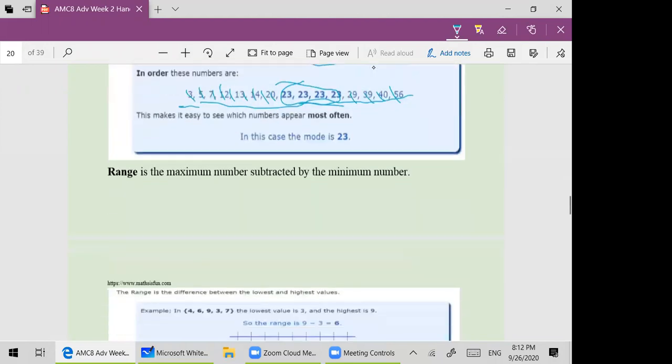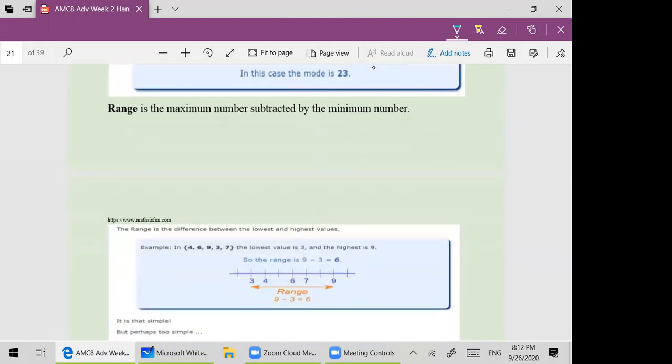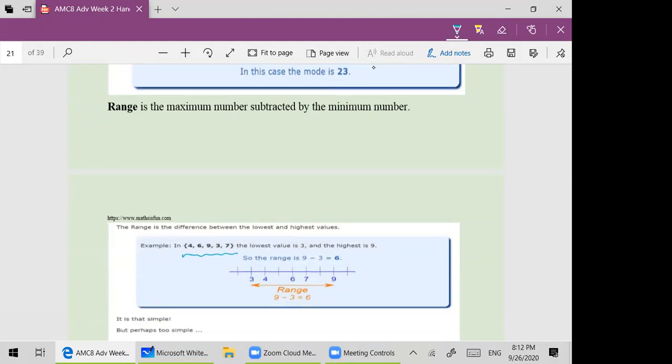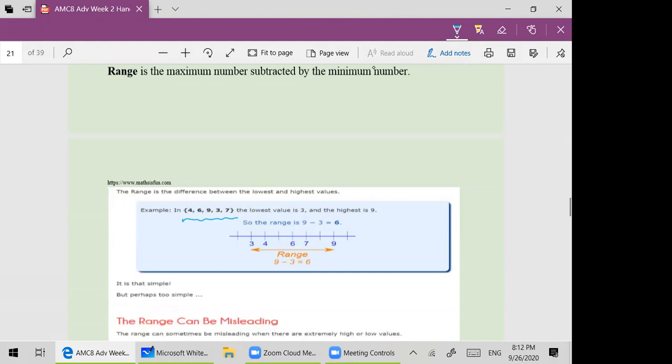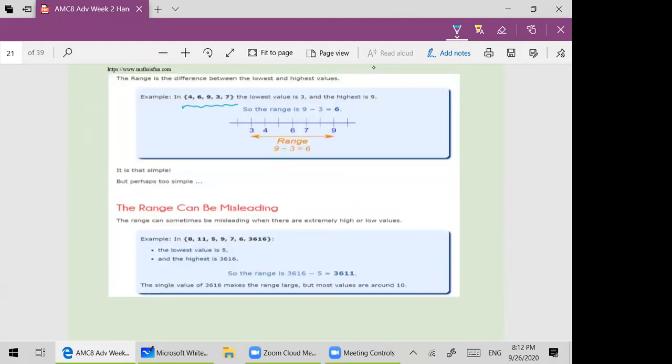Now, the range is the highest number in the group minus the smallest number. So for example, in this set, the lowest value is 3 and the highest is 9. The range can be misleading when it comes to trying to find stuff about a set.